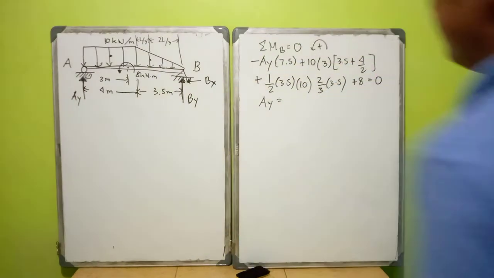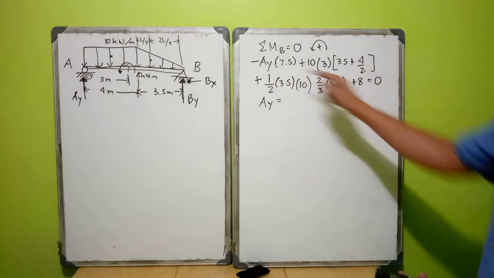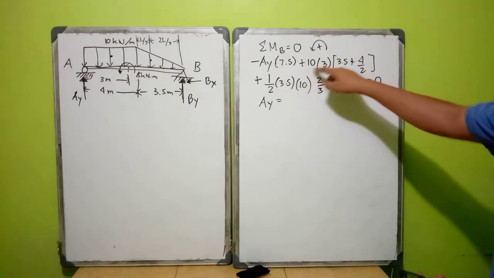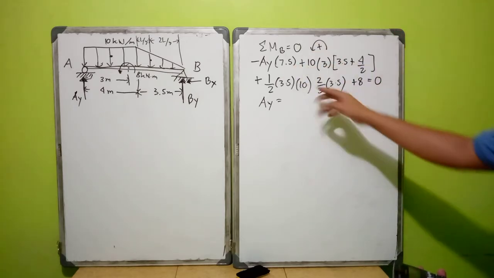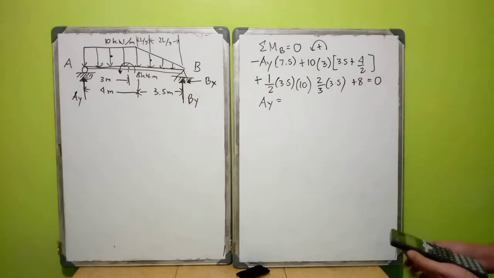Okay, so we can get the value of AY. You just transfer AY to the left side, and this whole value, you divide it by 7.5 and you will get AY.